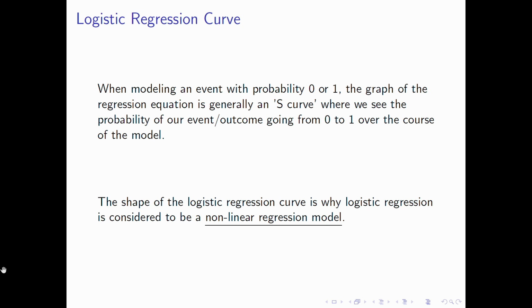When modeling an event with probability 0 or 1, the graph of the regression equation is generally considered an S-curve. This is because as you go from 0 to 1 over the course of the model, the probability resembles that of an S, where it starts at 0 and then over the course of time it goes over to 1. Because the shape of the logistic regression curve is an S, this is considered to be a nonlinear regression model.